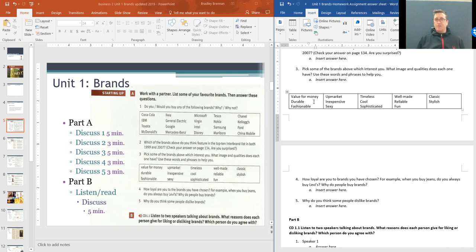Sexy. You know, how can a brand be sexy? Well, the first thing that comes to mind to me is Victoria's Secret. Victoria's Secret, they sell sex and sexiness, so their whole brand is built around that. But you could even say that a Lamborghini is a sexy car. So that word does describe certain brands.